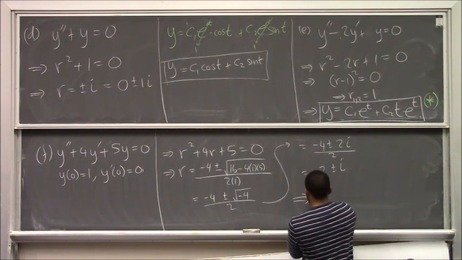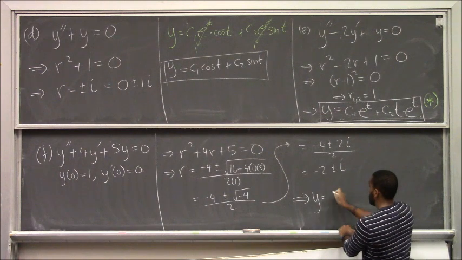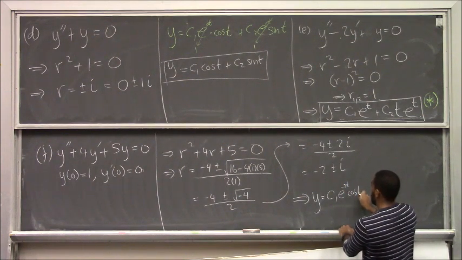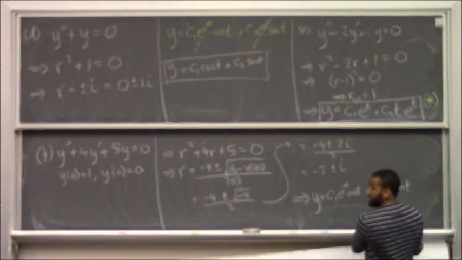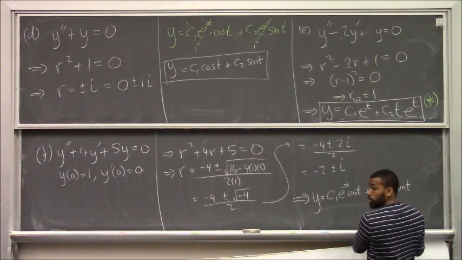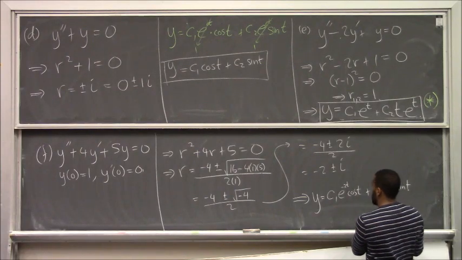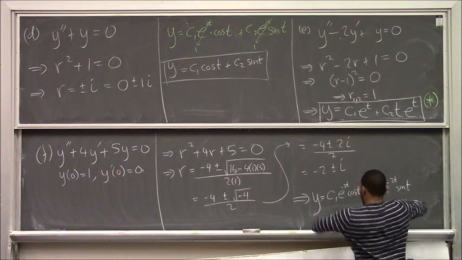What does that mean for our solution? E to the minus 2t. Yeah. C1 e to the negative 2t cosine of t, plus C2. Should we just be factoring out that e to the minus 2t? You could. Oh, we need to find that.